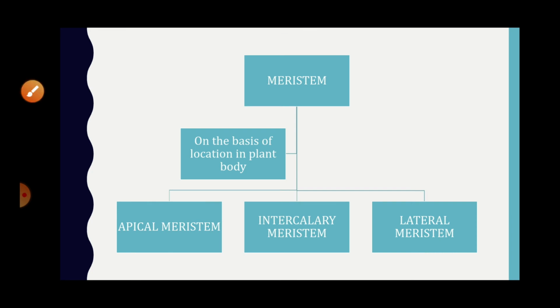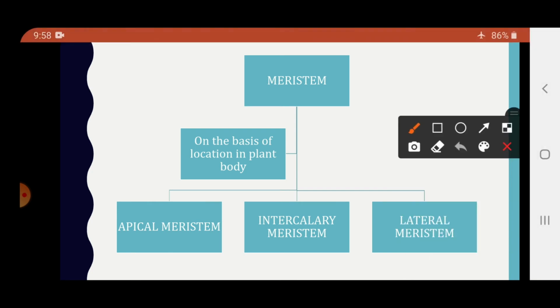Now students, next is the classification of the meristem on the basis of the location in the plant body. यानी meristem कहाँ पे located है उसके हिसाब से there is a classification. So on that basis, on the basis where the meristem is located in the plant body, there are three types.